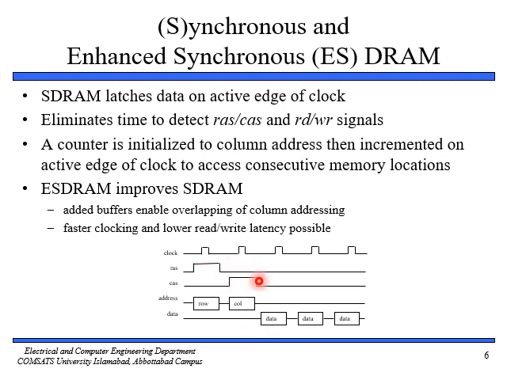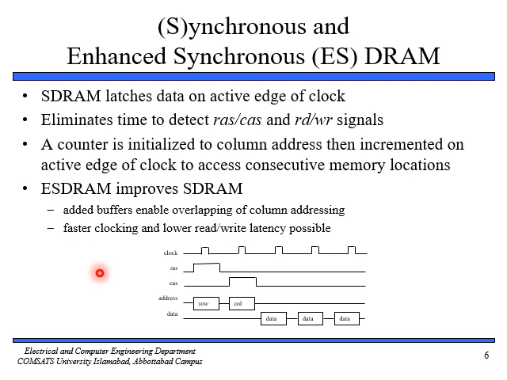So we eliminate the time to detect. We do not have to detect the CAS signal. Rather, we can increment the column on the basis of the active edge. So a counter is initialized to the column address, and we can activate the counter on the column address, then increment on the active edge of the clock to access the consecutive memory locations.